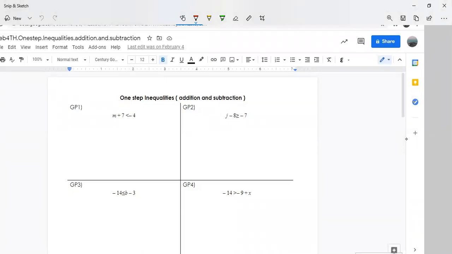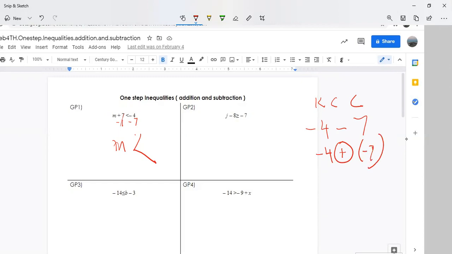To get rid of the 7, we are going to subtract 7 from both sides. On the left side it is going to cancel. I'm left with m less than, and then I have a -4 minus 7, okay? This is subtraction, which means I have to do KCC and change it to addition. So keep, change to addition, and change the 7 to -7. And in this case, they have the same sign. The rule says add them and keep the sign. Both negative, I keep the negative sign. So this is m less than -11.